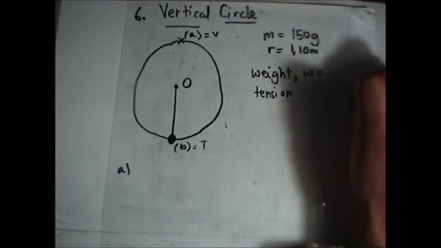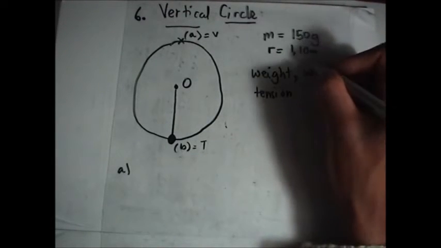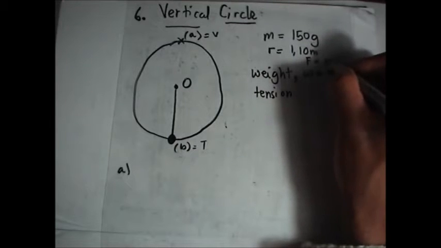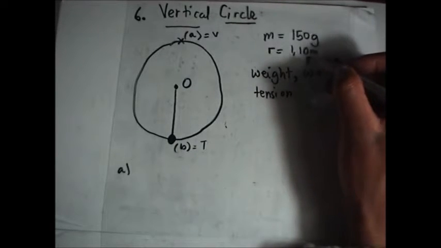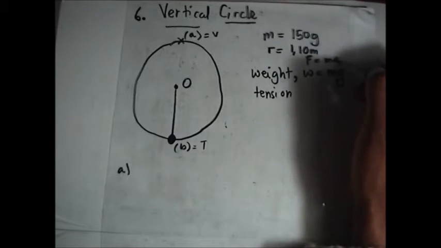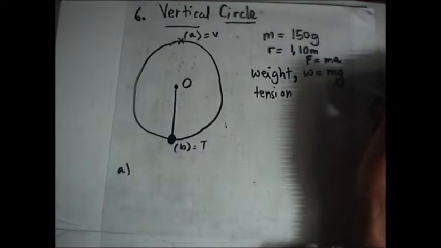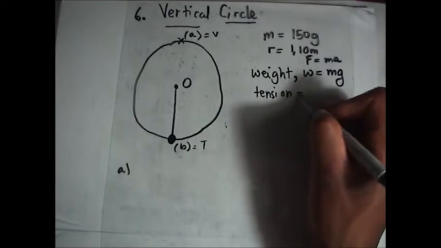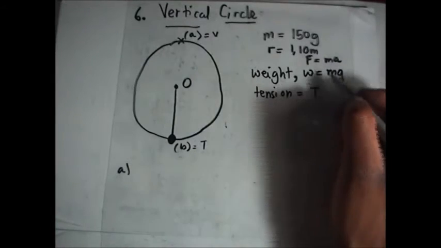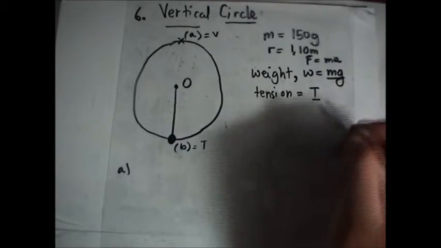Weight, W, is equal to mg. From Newton's second law of motion, F is equal to ma. The force is going to be the weight, and the acceleration is going to be acceleration due to gravity. And the tension is going to be equal to T.